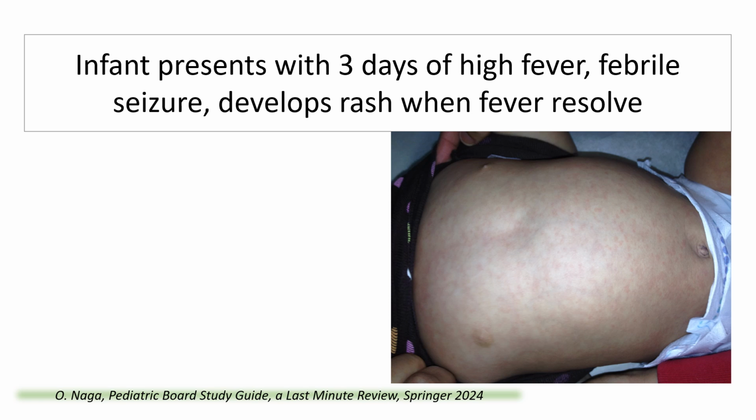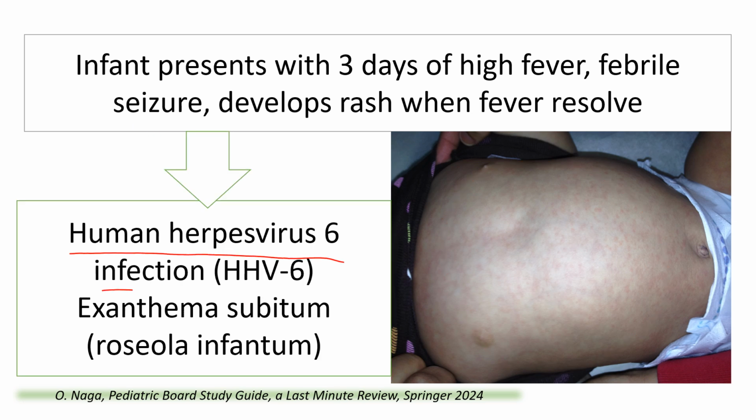Infant presents with 3 days of high fever, febrile seizure, develops rash when the fever resolves. What is the most likely cause? Human herpesvirus 6 infection. Also, this condition is called exanthema subitum or roseola infantum. Be familiar with these 3 names. When you have a child presenting with high fever for 3 to 4 days with non-specific symptoms like runny nose or a mild cough and possible febrile seizure, and when the fever is gone, the rash develops after, this is a classic presentation of roseola infantum.